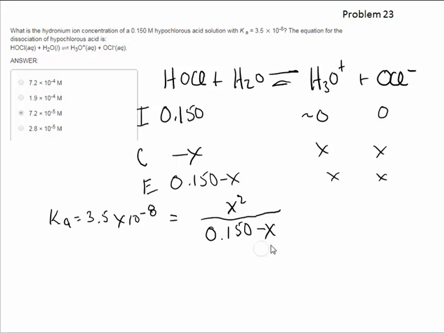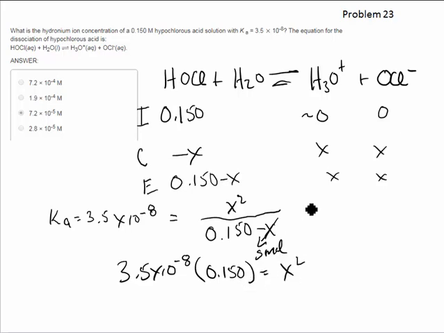We're going to make an ICE table, and we're going to come down here to our equilibrium expression. 10 to the minus 8 is small, so that's going to be small. And then we're going to solve it the same way we've solved everything else, right? Times 10 to the minus 8 times that 0.150 is equal to x squared. So we take the square root of both sides, and that tells us what x is. In this case, x is the H plus concentration, which leads us to this answer of 7.2 times 10 to the minus fifth.